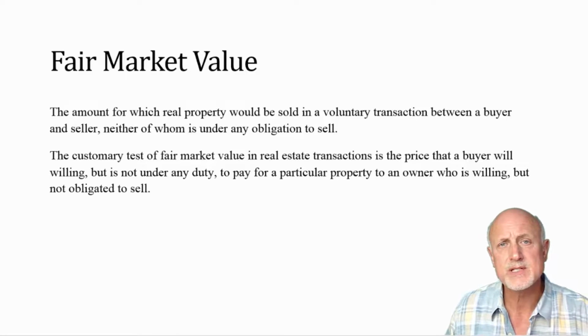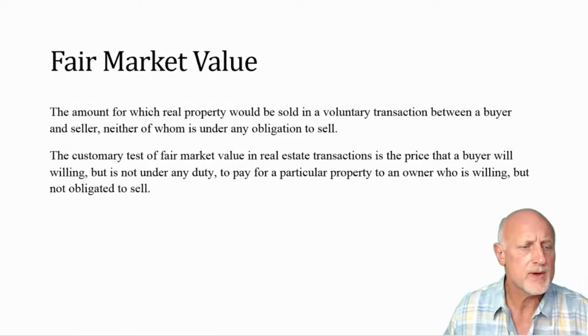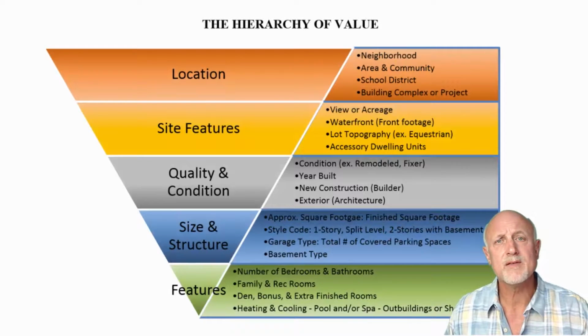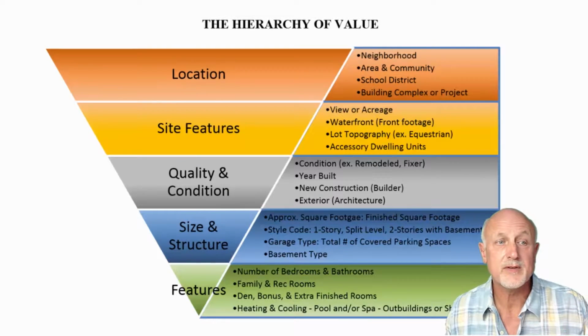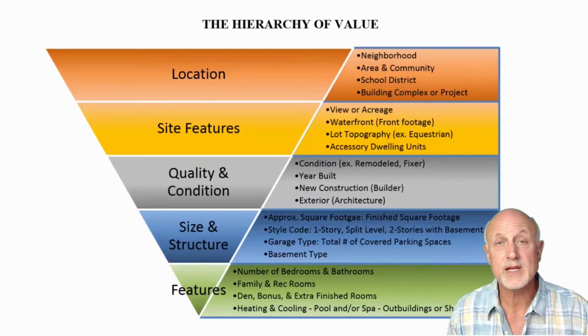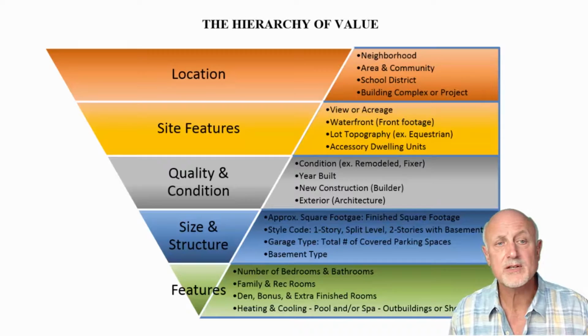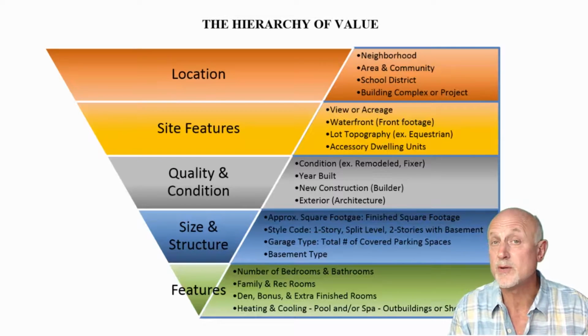Now, when we talk about real estate, what is it that goes into creating the value of a home? Well, you know the old adage with real estate. What is it? It's location, location, location. So here we see an inverted pyramid, which is the hierarchy of value when establishing the fair market value of a home. Obviously, at the top of the pyramid and the greatest influencing factor is location. That obviously includes the neighborhood, the area, community, school districts are a big motivating factor for buyers.